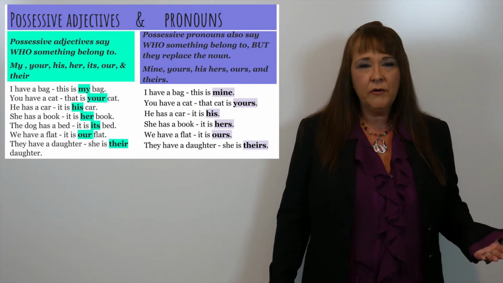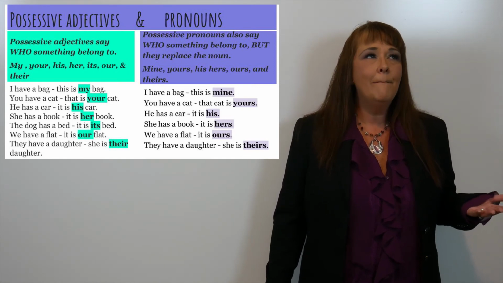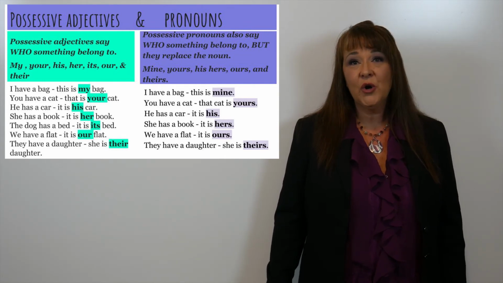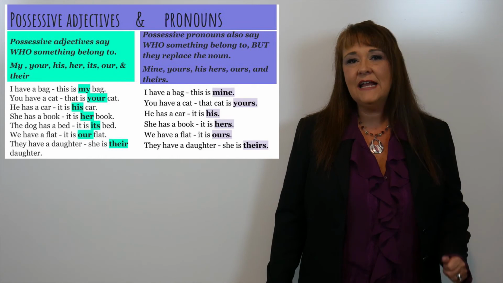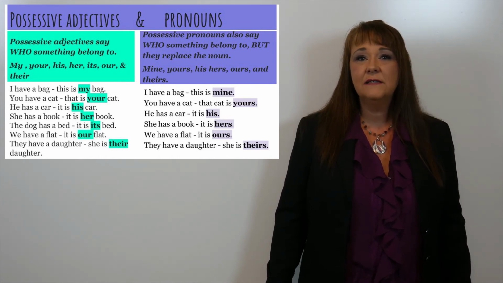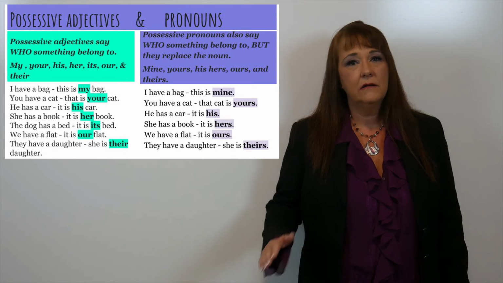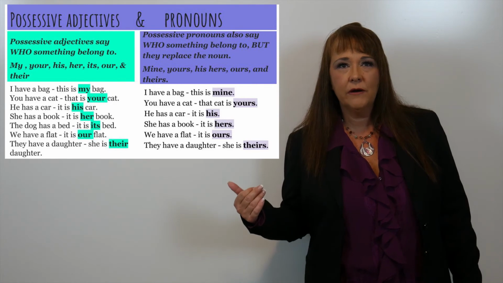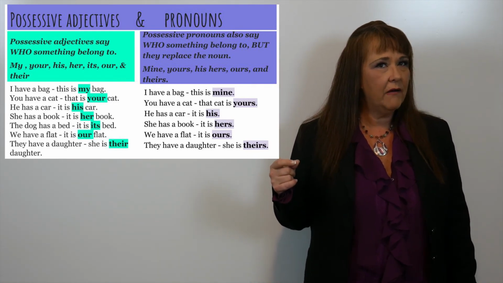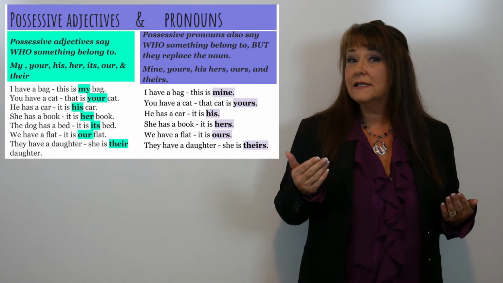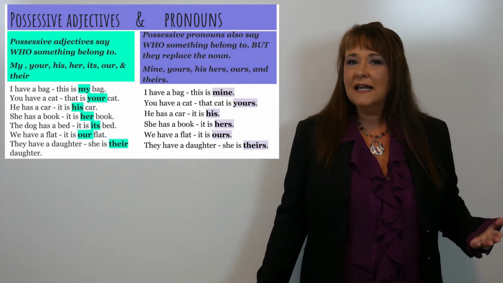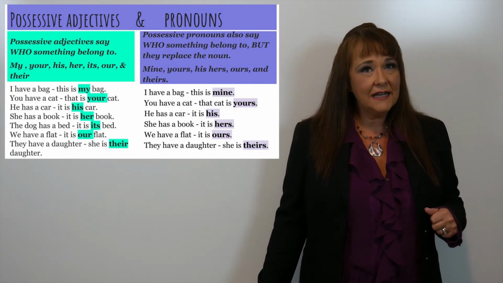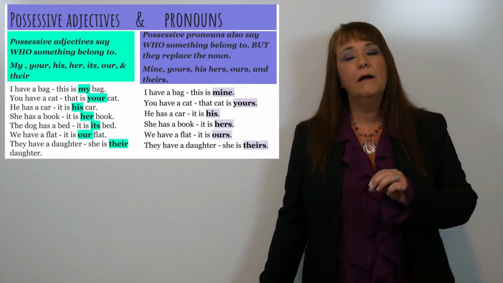It does show ownership, but they're words like mine, yours, his, hers, ours, and theirs. But take a look at those sentences. This bag is mine. No noun after it. That cat is yours. Possessive pronoun. If you look at the two sentences together, I think you'll see it. Possessive adjective: this is my bag. Possessive pronoun: this is mine.